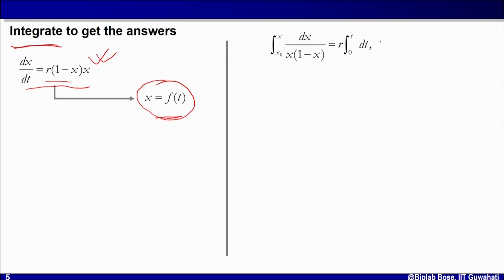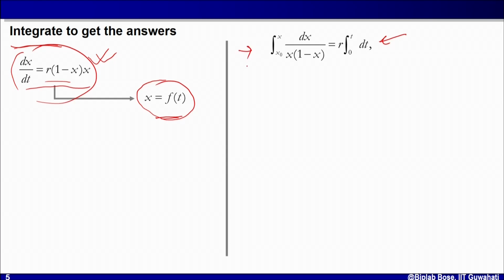So what do I have to do? I have to integrate this so that I can get the function of x with respect to time back, function of x in terms of function of time. So how will we do the integration? To do the integration, you have to separate out t and x. So that's what I have done here. I have separated out t and x.